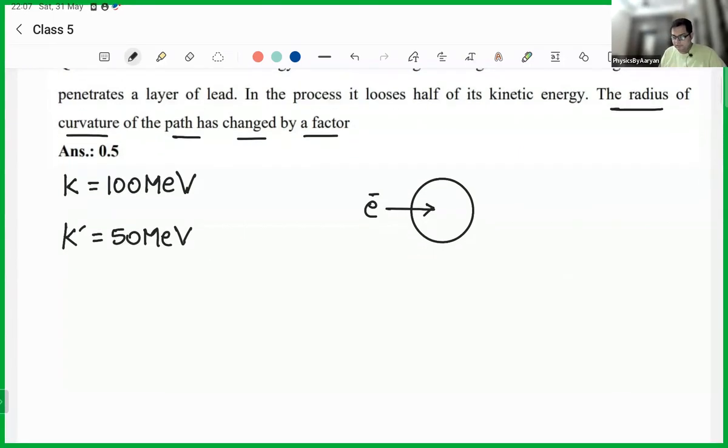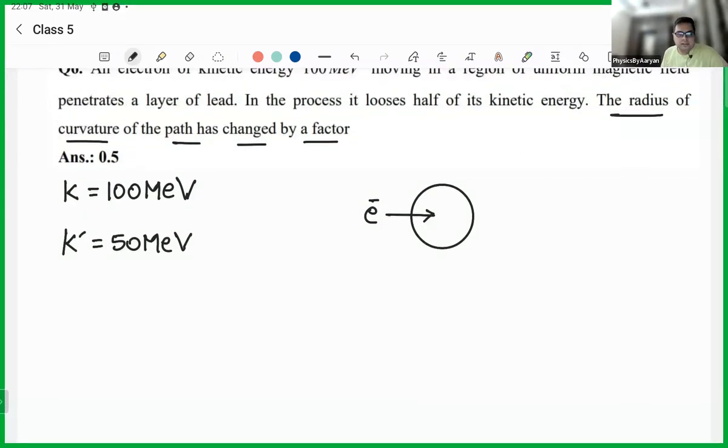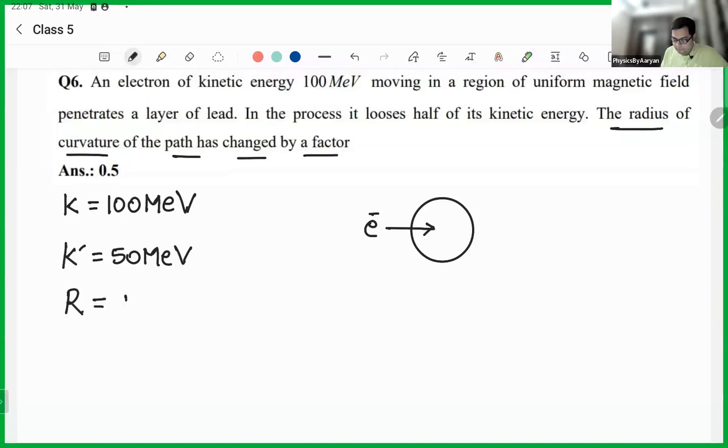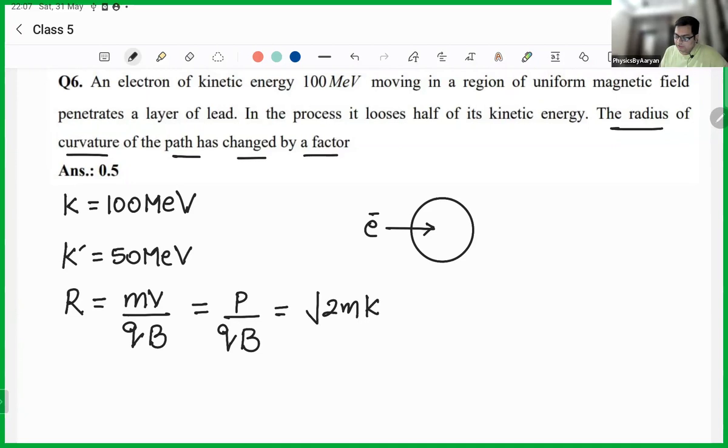If you remember, the formula for radius was mv by qB. If you want to write the formula in terms of momentum, then it is p by qB. And if you want to write it in terms of kinetic energy, then it is under root 2mK by qB. Now this question is very important. By what factor will the radius change? Half of the kinetic energy is lost.